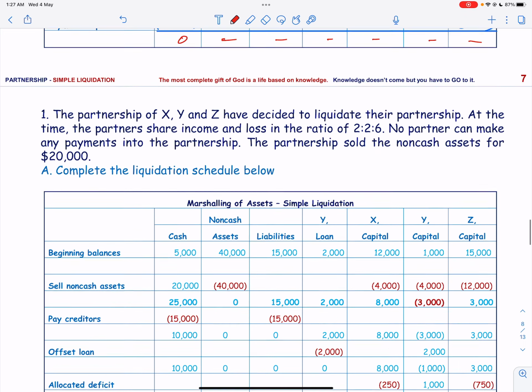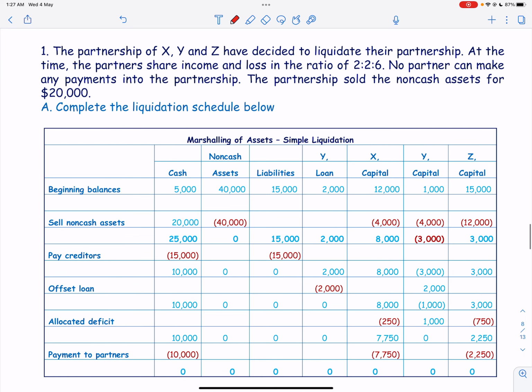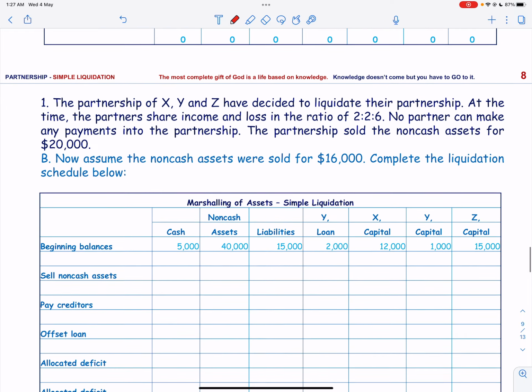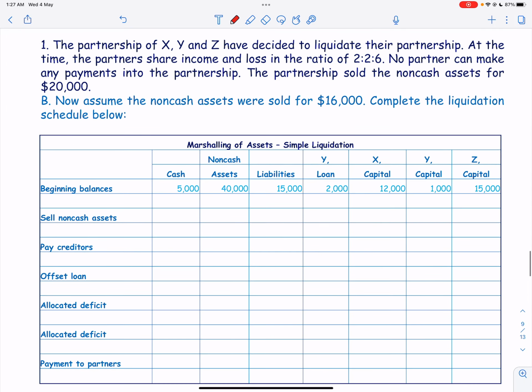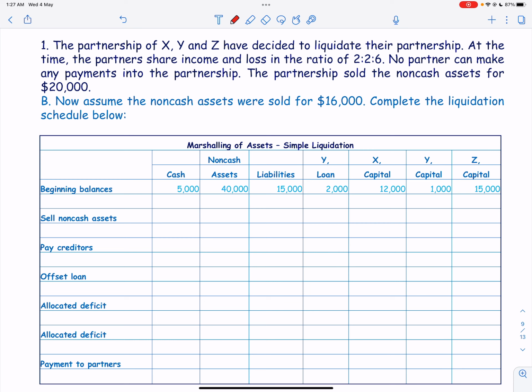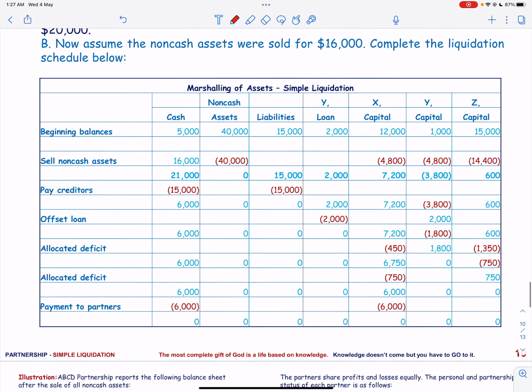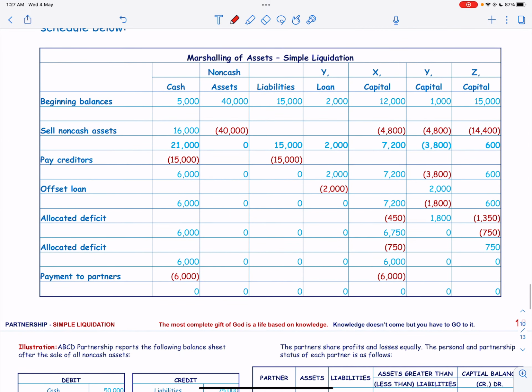So this is the solution of the illustration we have done just now, and I have also added one more illustration for you for practice. In this example, we have the same information except that the non-cash assets are sold for 16,000 and not 20,000. And once you solve this schedule, you must have your schedule looking something like this. Remember, the balance in the end must be 0.